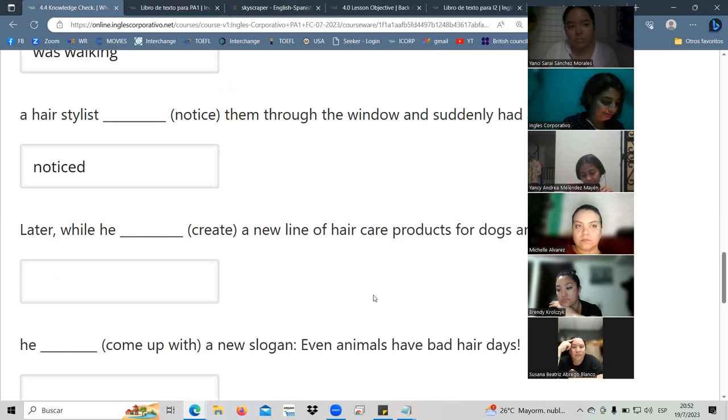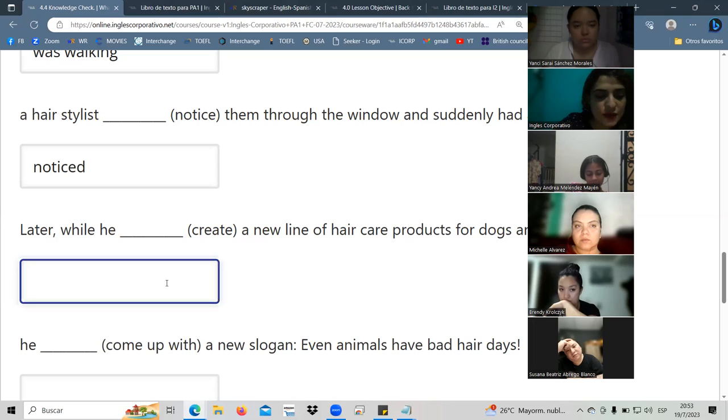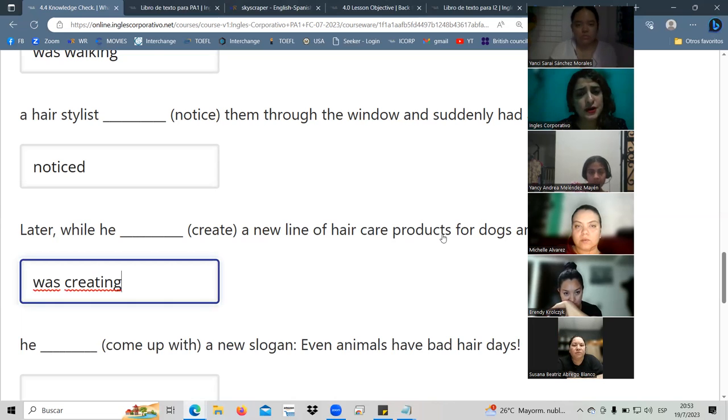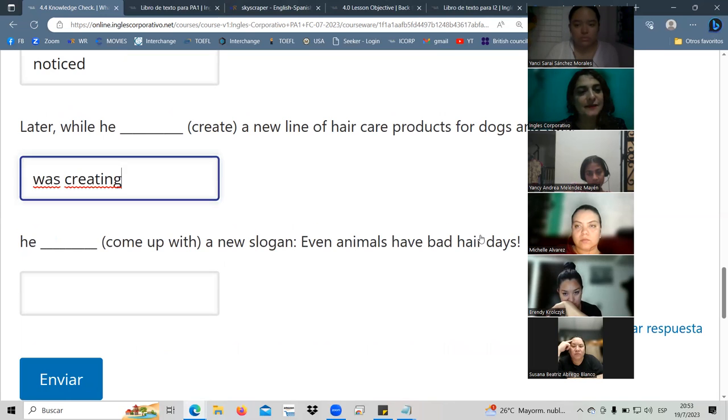Later, while he was creating a new line of hair care products for dogs and cats. Later, while he was creating, very good. He was creating a new line of hair care products for dogs and cats.